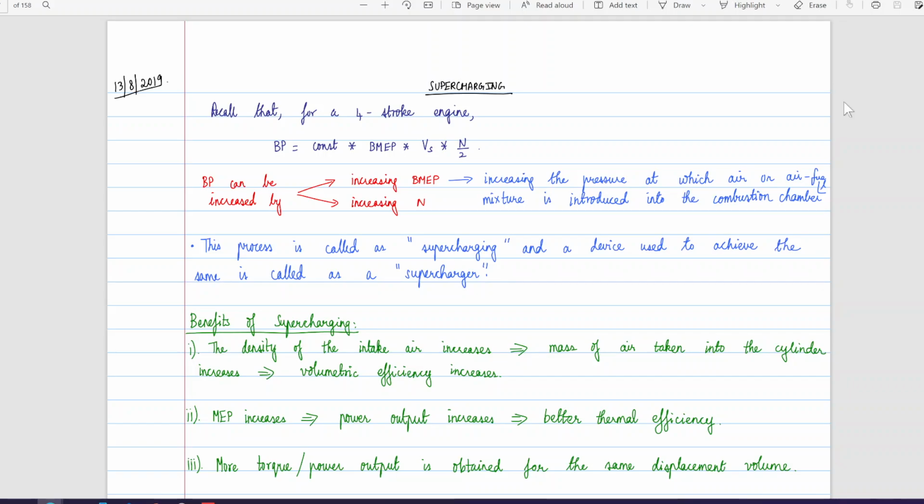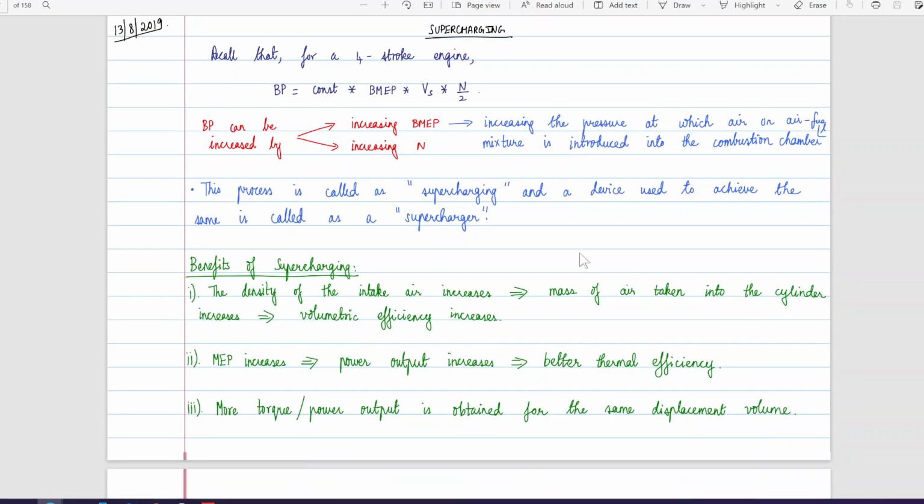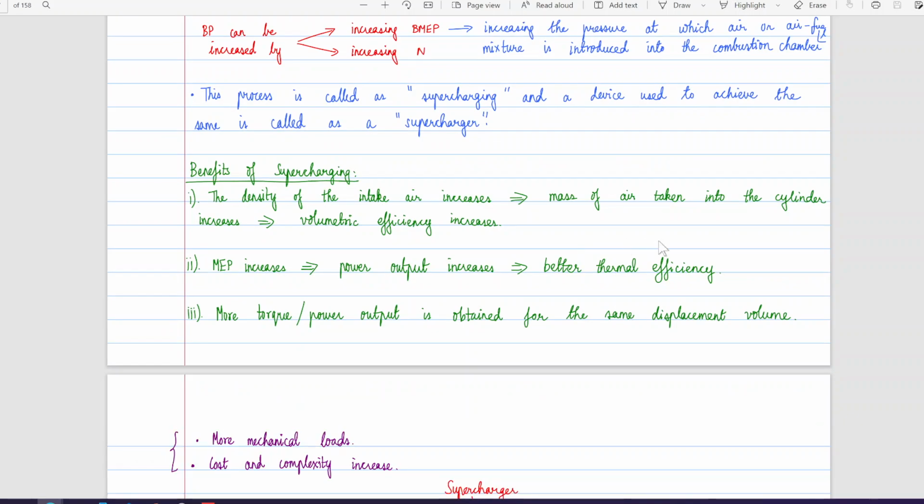So the process of increasing the pressure at which air fuel mixture is introduced in the combustion chamber is called supercharging, and a device to do so is called a supercharger. Right. The benefits of supercharging are as follows.